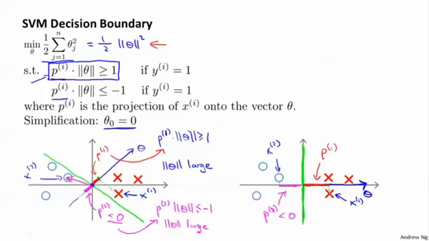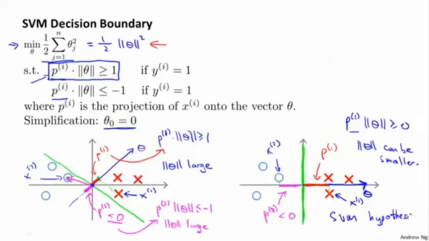And so if we still need to enforce these constraints that P1 times the norm of theta is greater than or equal to 1, because P1 is so much bigger now, the norm of theta can be smaller. And so what this means is that by choosing the decision boundary shown on the right instead of on the left, the SVM can make the norm of the parameters theta much smaller. So it can make the squared norm of theta smaller, which is why the SVM would choose this hypothesis on the right instead. And this is how the SVM gives rise to this large margin classification effect.